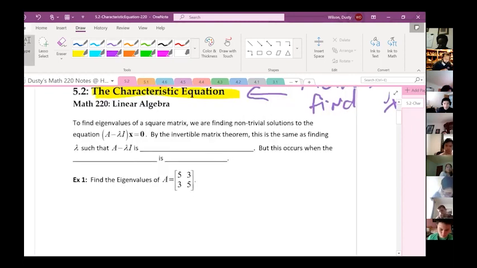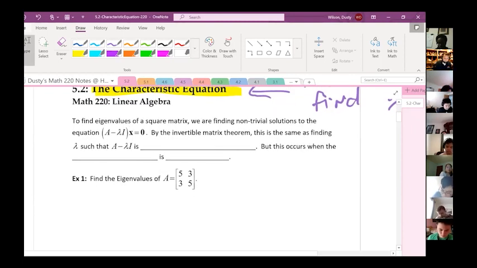To find eigenvalues of a square matrix, we are finding non-trivial solutions to the equation A minus lambda I times X equals 0. By the invertible matrix theorem, this is the same as finding lambda such that A minus lambda I is singular, or not invertible.